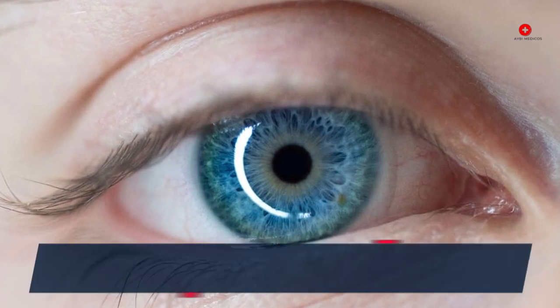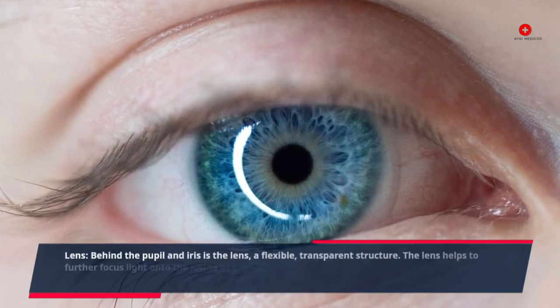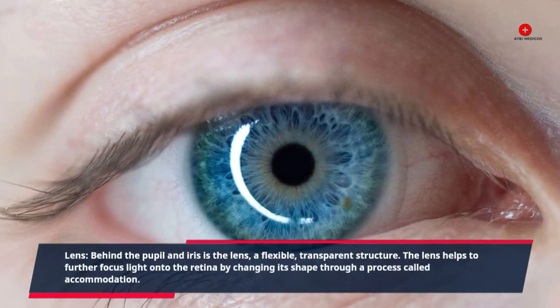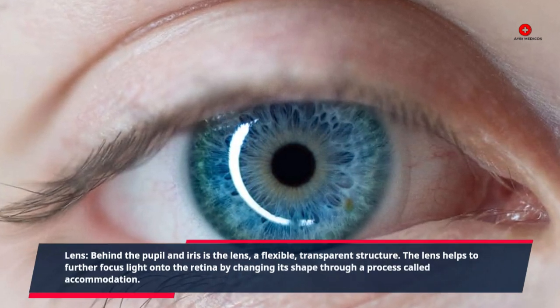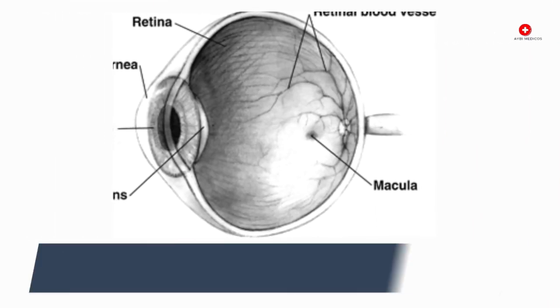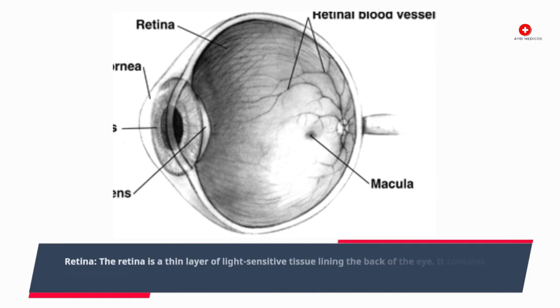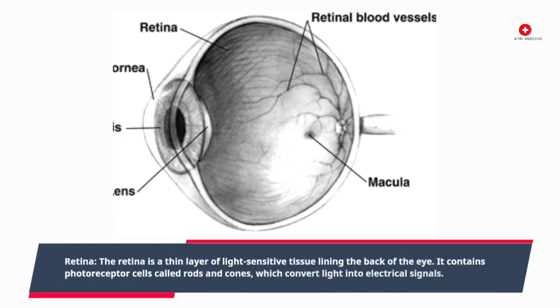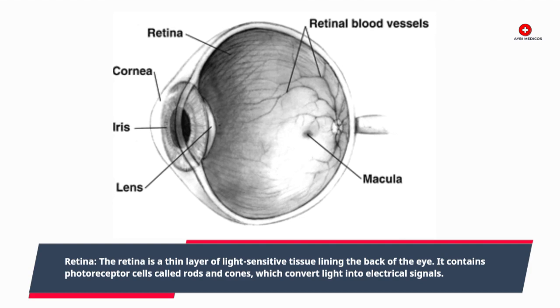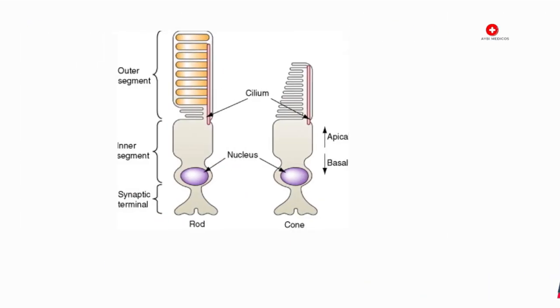Lens. Behind the pupil and iris is the lens, a flexible, transparent structure. The lens helps to further focus light onto the retina by changing its shape through a process called accommodation. Retina. The retina is a thin layer of light-sensitive tissue lining the back of the eye. It contains photoreceptor cells called rods and cones, which convert light into electrical signals.